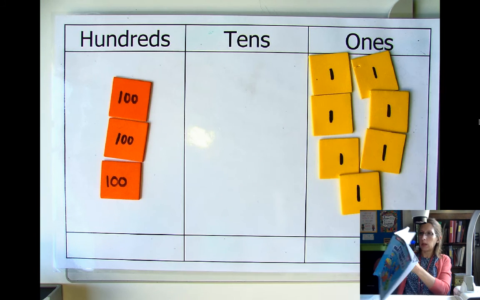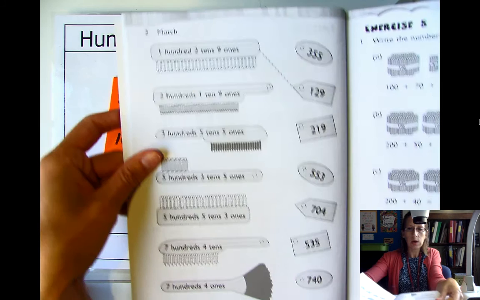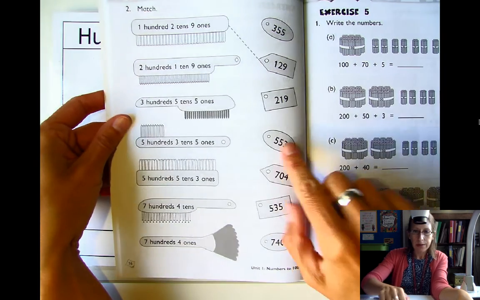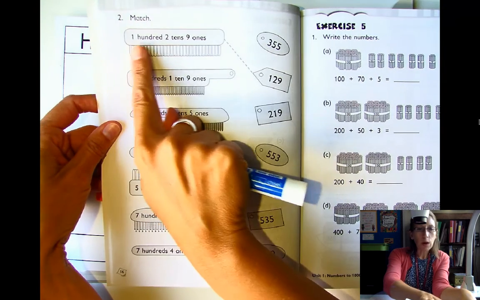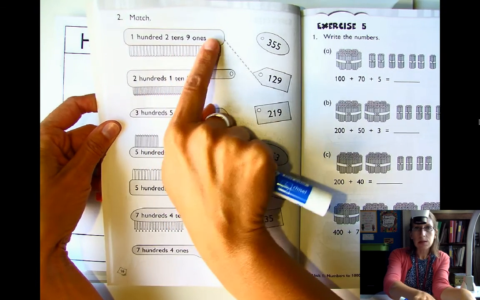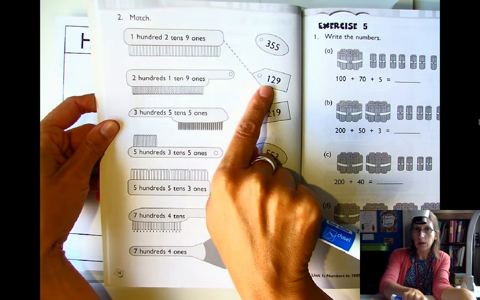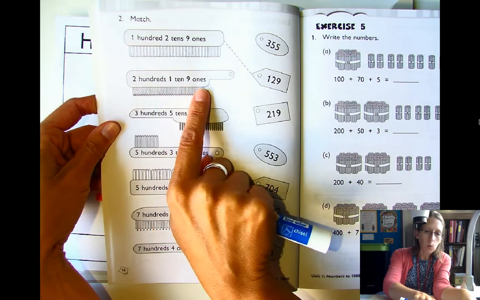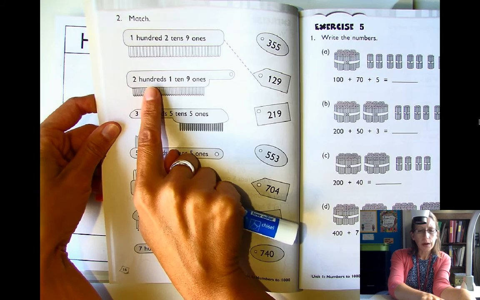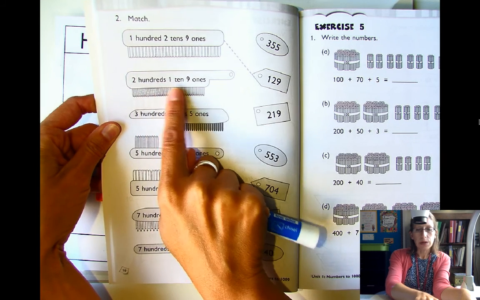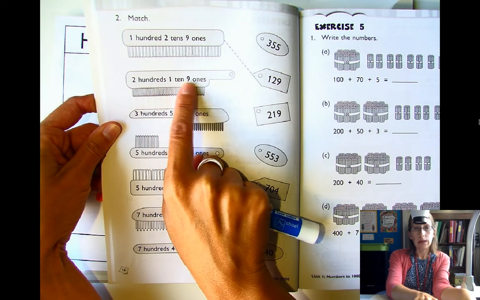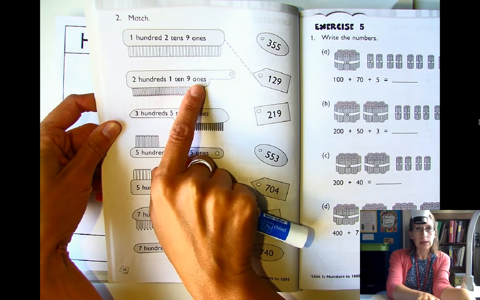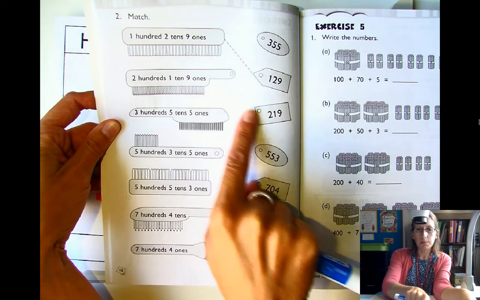So let's see. And on page 16, we have some matching to do. So they've done the first one for us. 1 hundred, 2 tens, and 9 ones is the same as 129. 2 hundreds, 1 ten, and 9 ones. Let's see, that would be 200. Got 1 ten and 9 ones, so I know that's 19. 219. Oh, there it is. So we just draw a line.